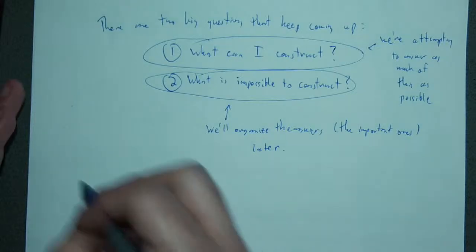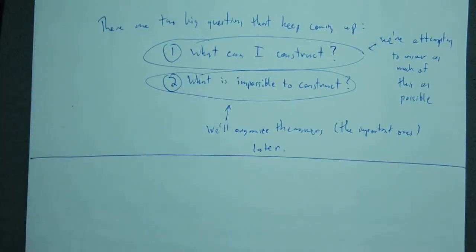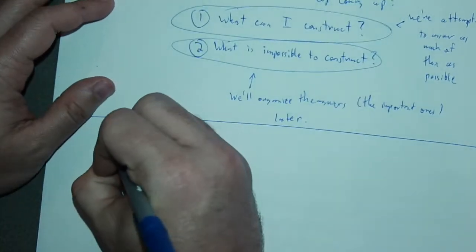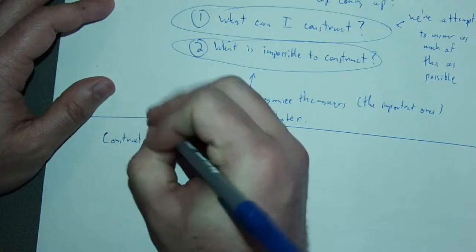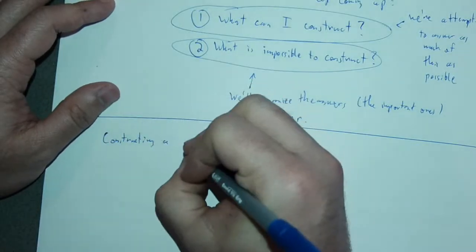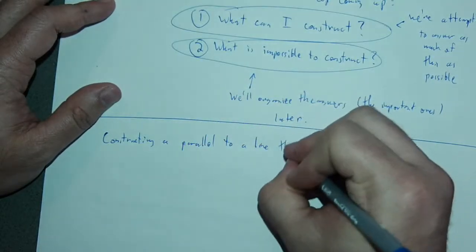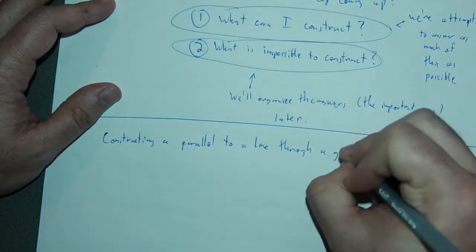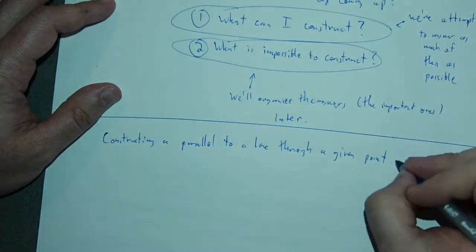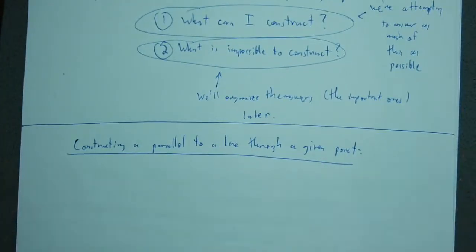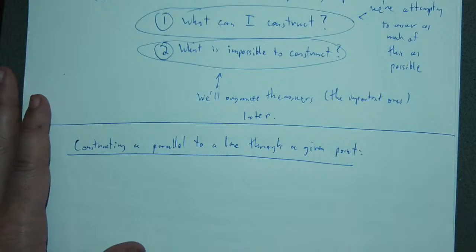Okay, more construction. On to continuing to answer question 1 here. Constructing a parallel to a line through a given point. I'm not going to draw a diagram of this because I'm going to have you all do it as homework.